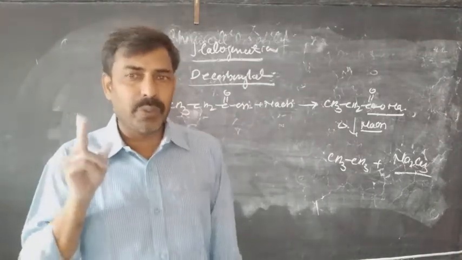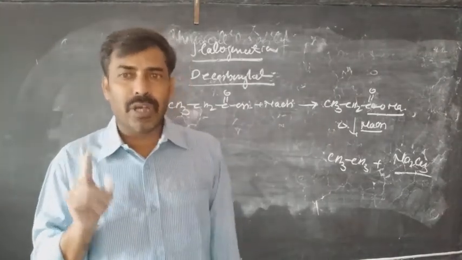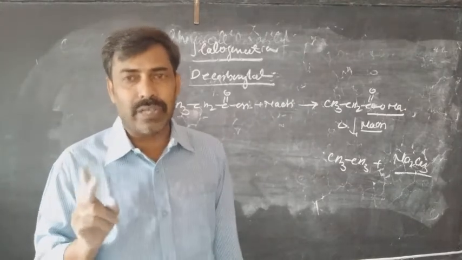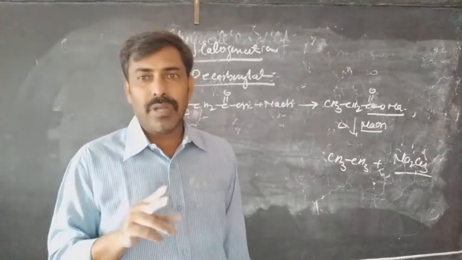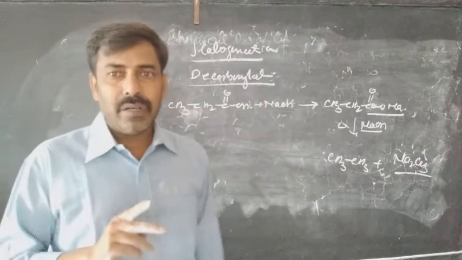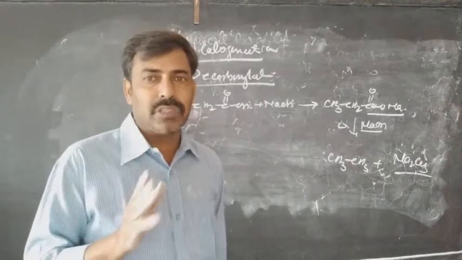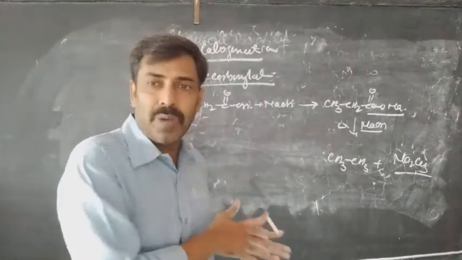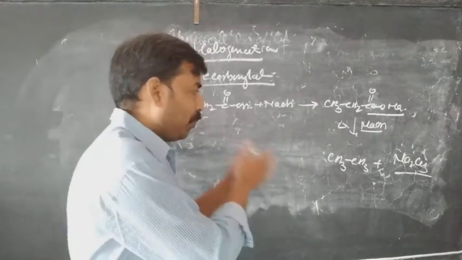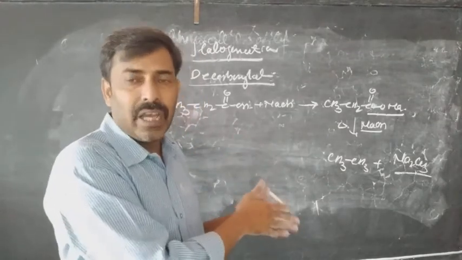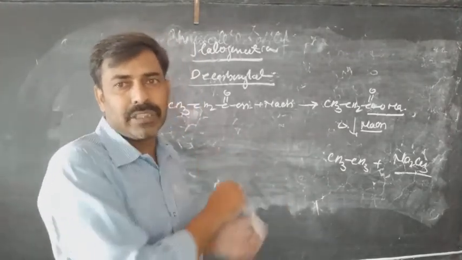Actually in your syllabus only 2 reactions are there. The first one is the decarboxylation with the help of sodium hydroxide, and the second one is the Hofmann bromamide degradation. In these 2 reactions you can see that the loss of carbon takes place. The product carbon chain has one carbon less than the parent chain.